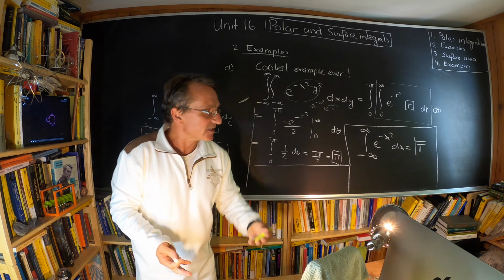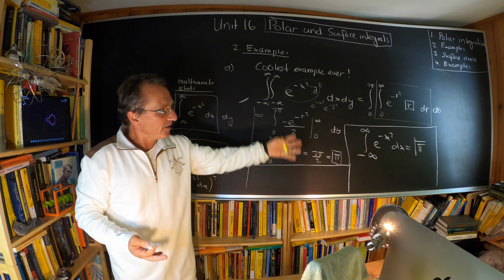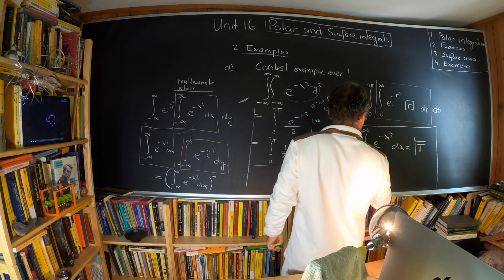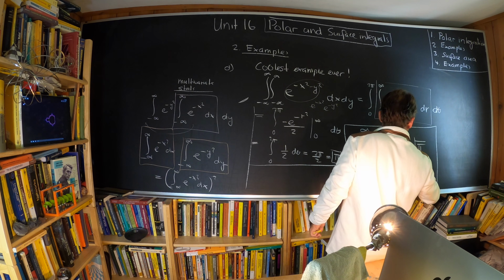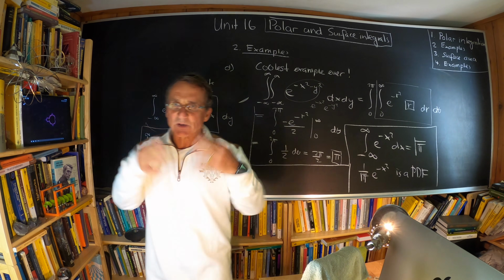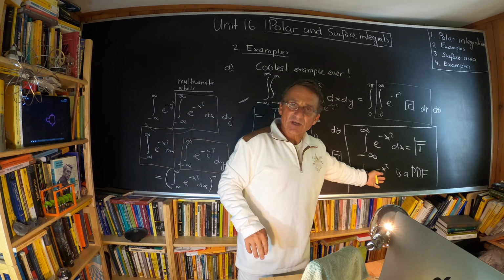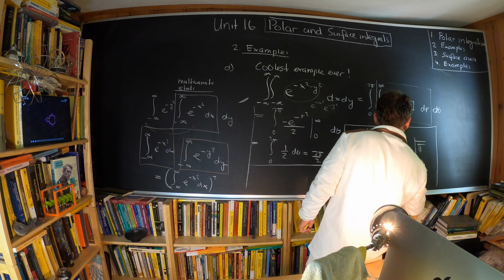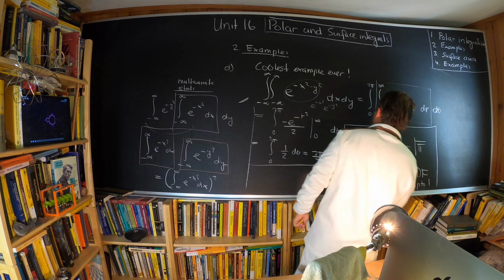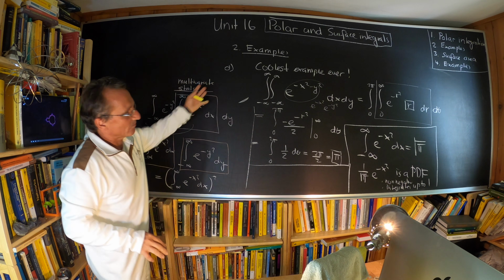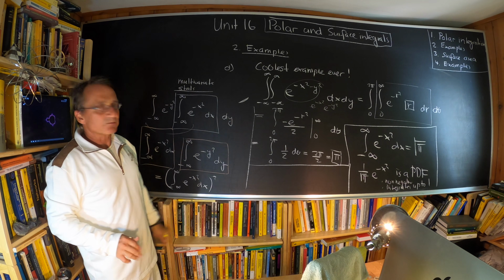And that's used in statistics. The reason why we divide by the square root of pi in the normal distribution is that 1 over square root of pi times e to the minus x squared is a probability density function. A probability density function is something which is non-negative and which integrates up to 1. Pretty cool. One of the most beautiful computations in calculus.